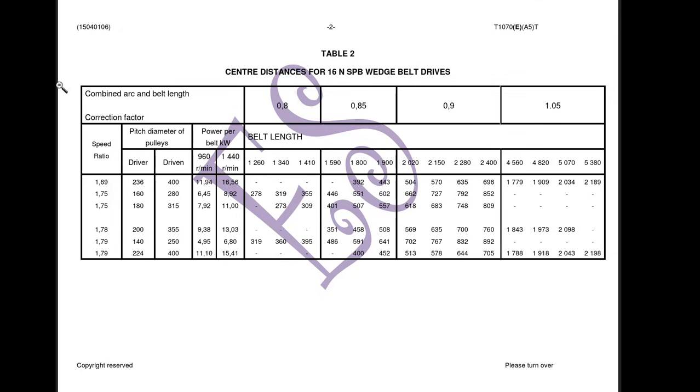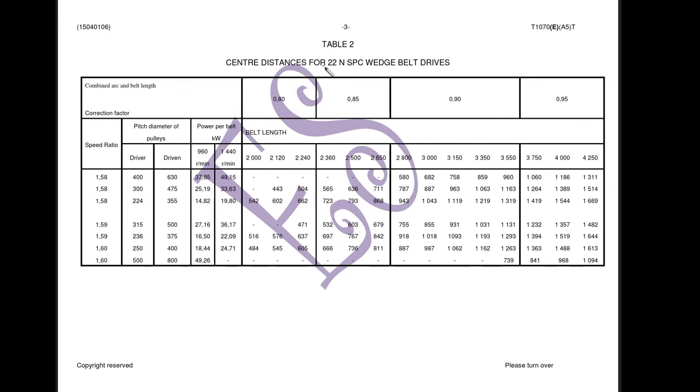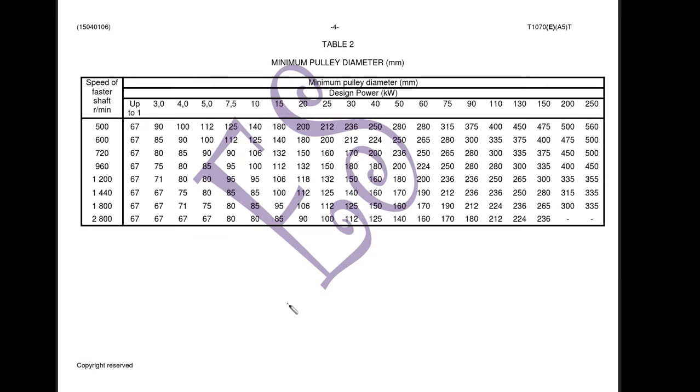Also, sometimes they bring questions that involve the center distance. It's got two different types. There is the 16 N SPP wedge belt, as well as the 22 N SPC wedge belt drives. And then I'm also going to show you how to interpret the information. Usually they'll be asking about the correction factor as well as the belt length in these two tables.